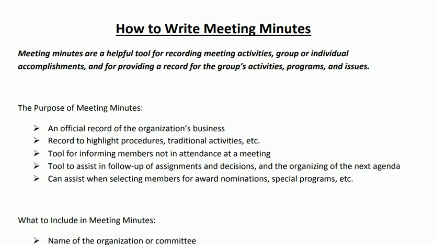The fifth is that it can assist when selecting members for award nominations and special programs. There are a lot of achievements as well, or you can say award nominations. So they all record any special programs that are going on or that will be held in the future. They all discuss that, and if they nominate their members, they have a proper record, and the key highlights of these meetings are also recorded. So these are the 5 purposes of meeting minutes that we discuss.